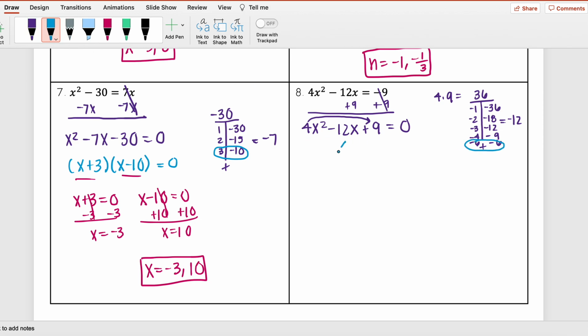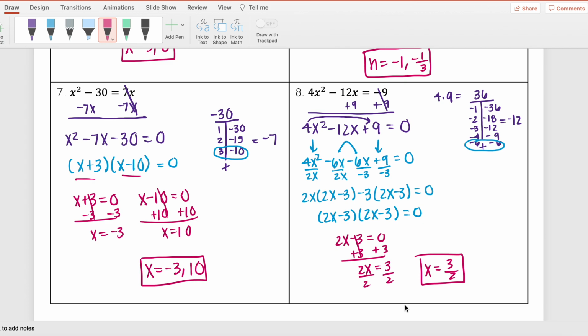So I'm going to split apart that negative 12x to be negative 6x minus 6x. And bring down my first and last term. Okay, go ahead and pause the video. I want you to finish this out, so factor by grouping and then figure out what your x equals.